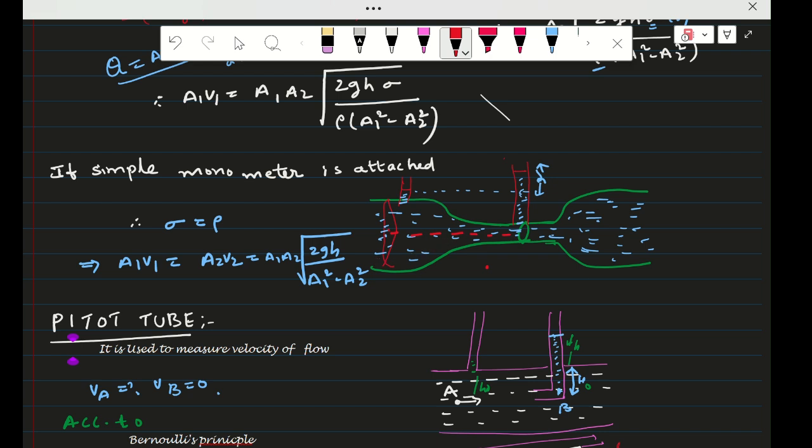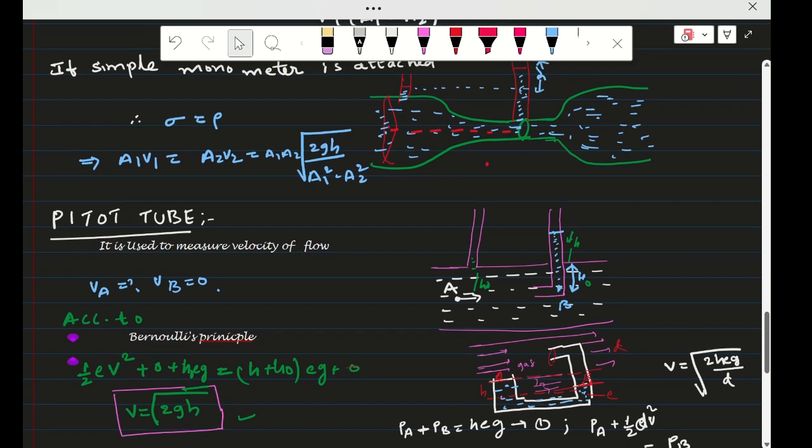Similarly, I am finding V1 as root of A1 square minus, in the place of V2 I am substituting V1, right? Therefore A1 square minus A2 square by A2 square. After substituting, this is the formula for rate of flow, and here both the densities are the same in the open manometer or simple manometer. Now the pitot tube. The pitot tube is used to find out the velocity of flow or rate of flow.